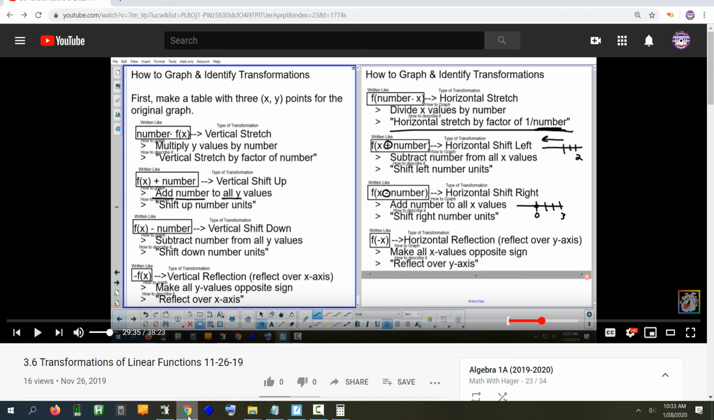So you have to look at what they give you and match it up with one of those 8 boxes. And then write the thing that's in quotes. Shift up, shift down, reflect, okay? But it'll always match up with one of those 8 boxes.